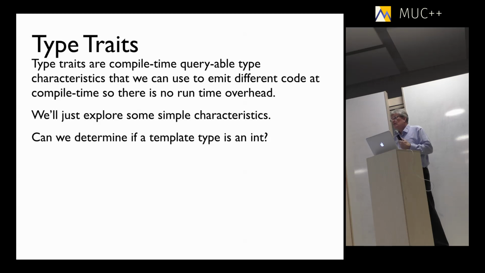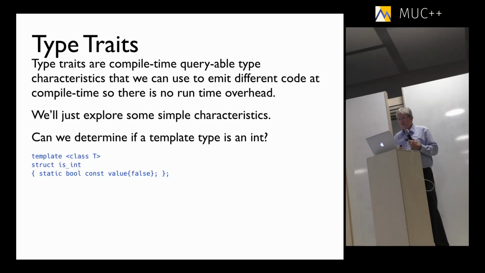Well, what we're going to do is create a type to do this, and the type we want to create is going to be called isInt. Since most types are not ints, we're going to say that it has a member, the value of this isInt, and the value is false. We've said that this value is a static bool const, and we need to be able to do that because we have to be able to query this at compile time. If it was not static bool const, we couldn't query it at compile time.